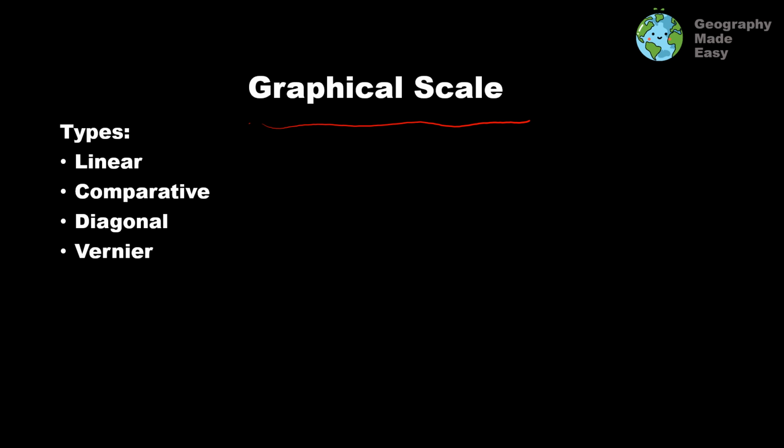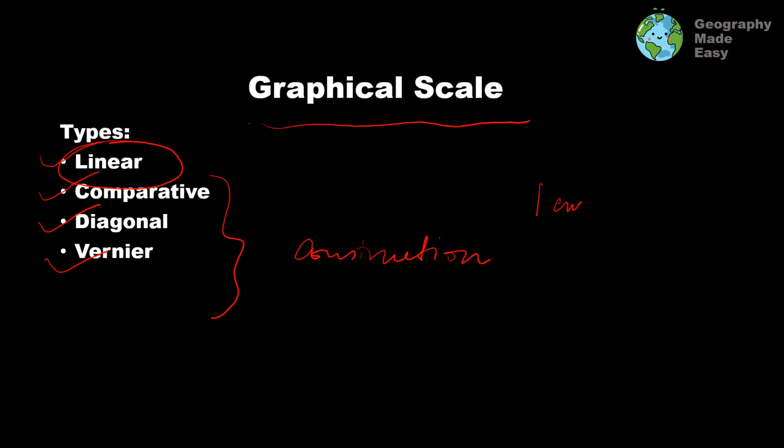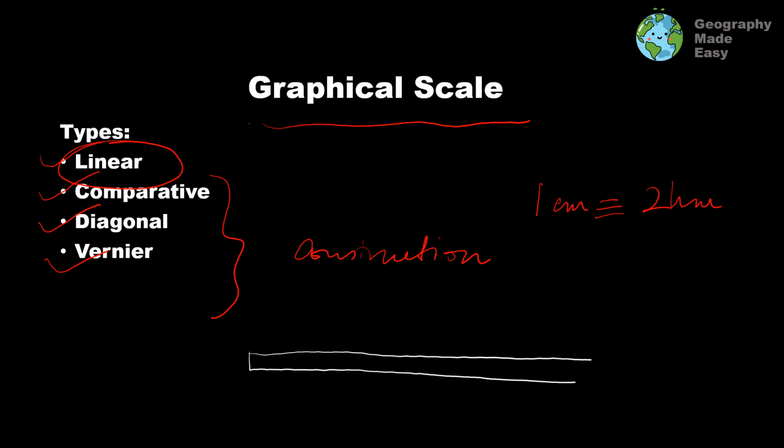Graphical scales are of 4 types. We have linear, comparative, diagonal, vernier. Here we will be just showing you linear a little bit. I am not going into the details because graphical scales require construction. I'll give you an example. Say I have a statement scale where 1 centimeter represents 2 kilometer. So if I have to graphically represent this, I can draw it in this way.